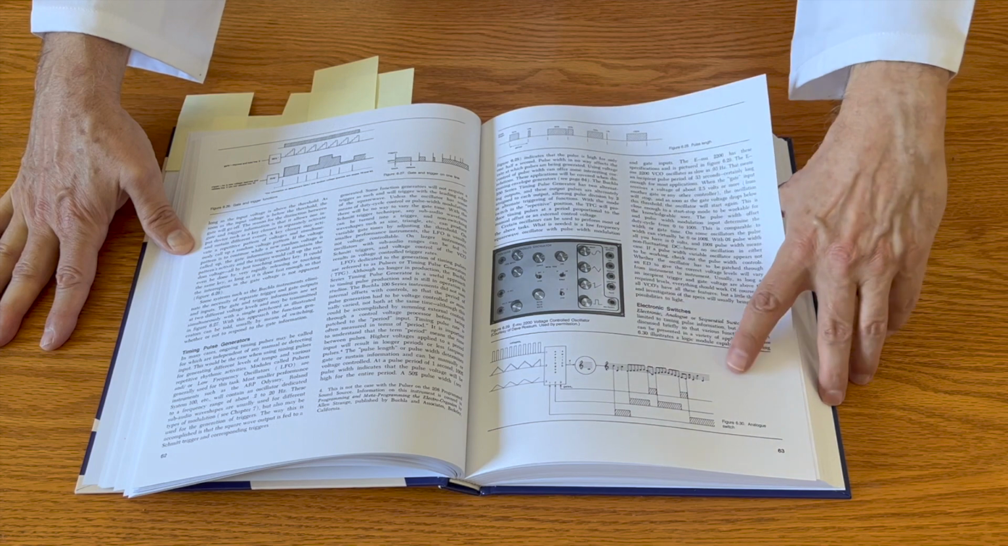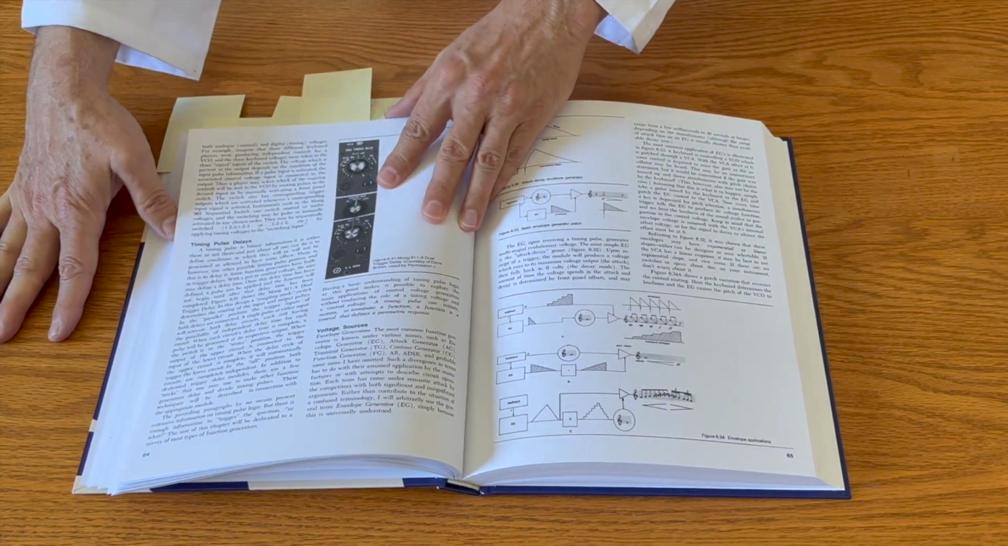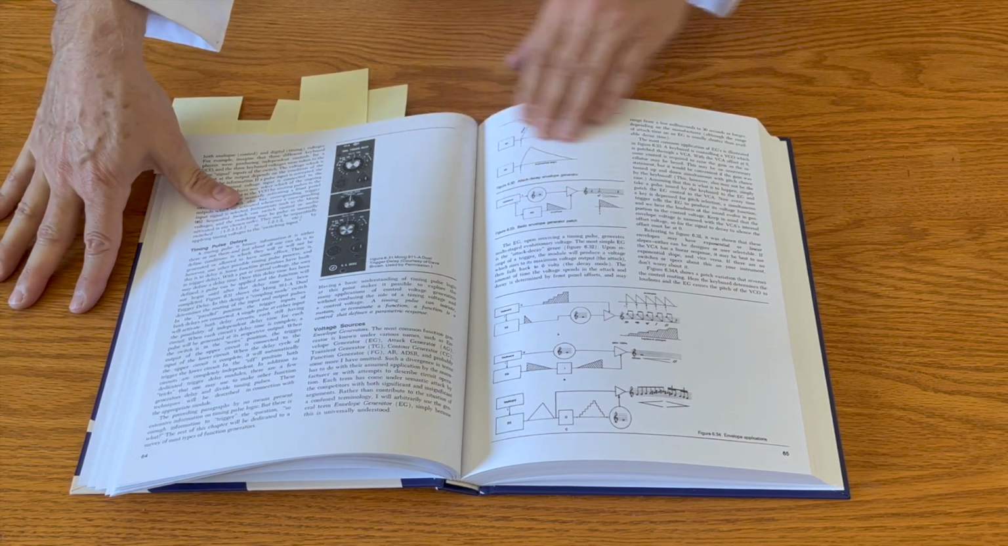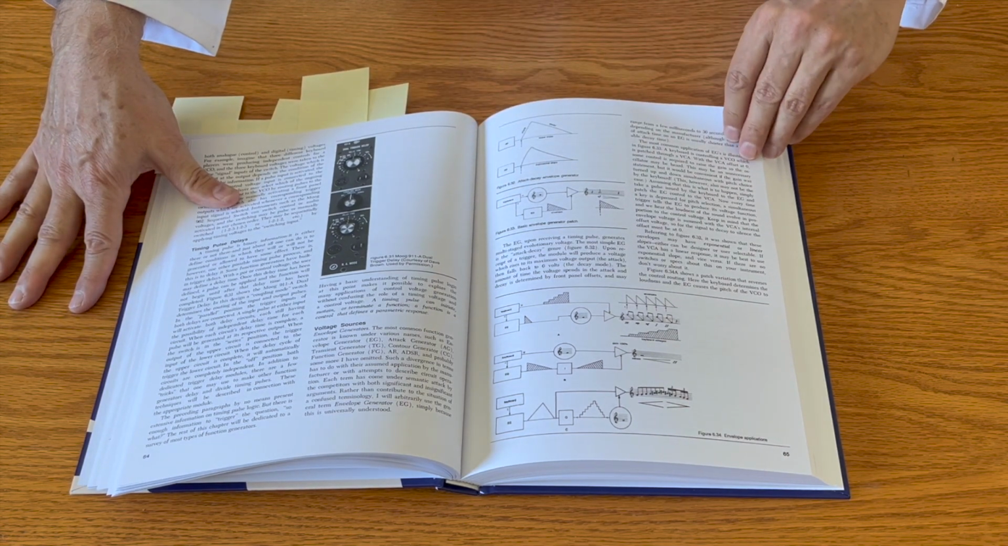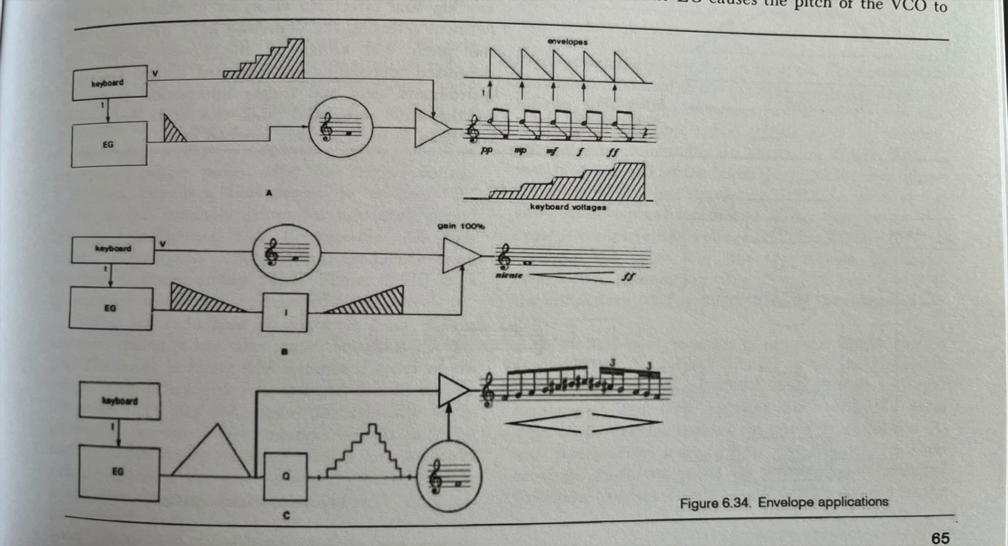Eventually, Alan Strange takes us through the introduction of the envelope generator, and here is where his book really shines. Instead of just using envelope generators to control amplitude, Alan shows us many different applications that envelope generators can be used for in the patches described on page 65. Let's try out the first one.